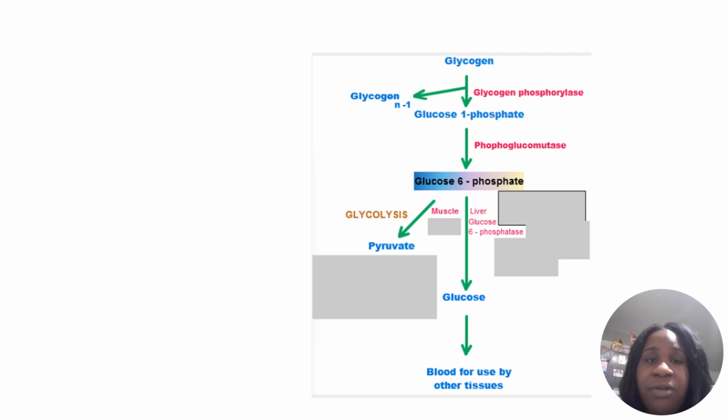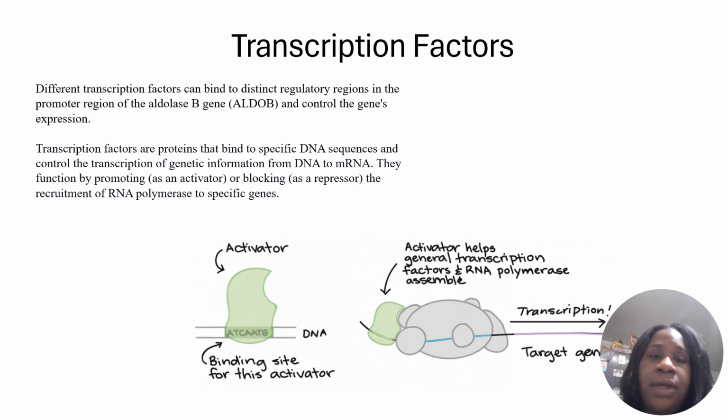Here is a visual that shows us G6P. Its fate depends on the tissue. In muscles, the G6P proceeds through glycolysis. In the liver, G6P is converted to glucose. So this shows us from the G6P eventually converting to glucose at the end, which goes to the blood for use by other tissues. It allows your other tissues to use the blood glucose.